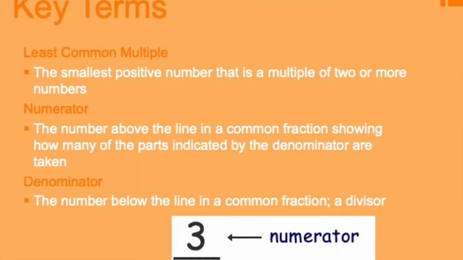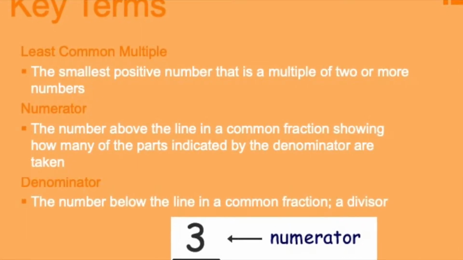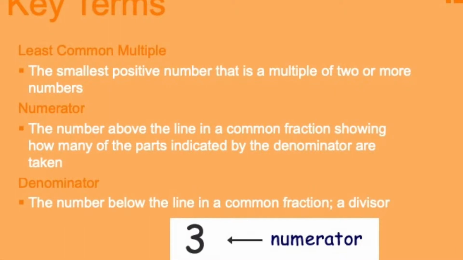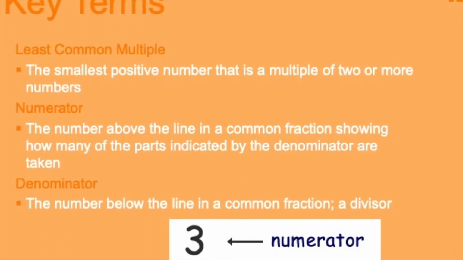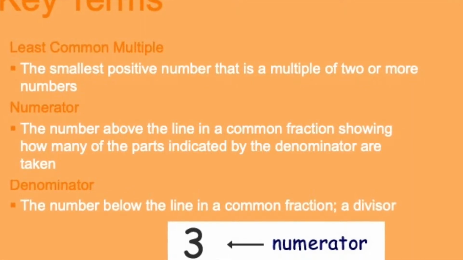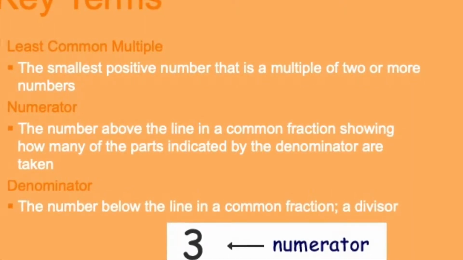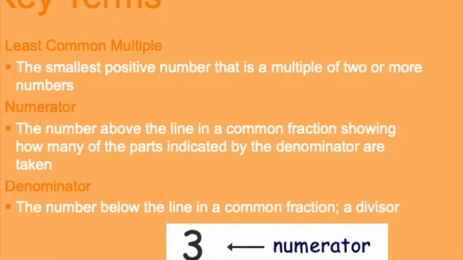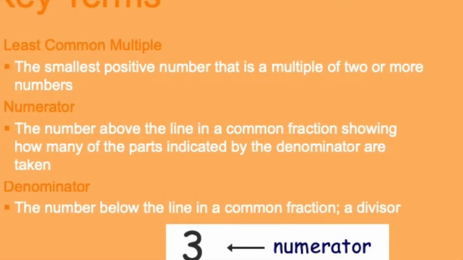The second definition is numerator. This means the number above the line in a common fraction showing how many of the parts indicated by the denominator are taken. And lastly, the denominator. This is the number below the line in a common fraction or a divisor.